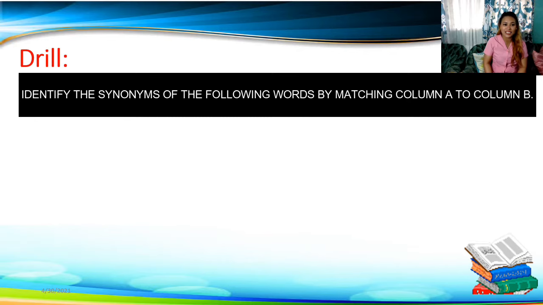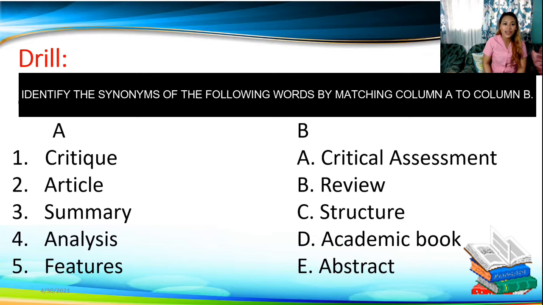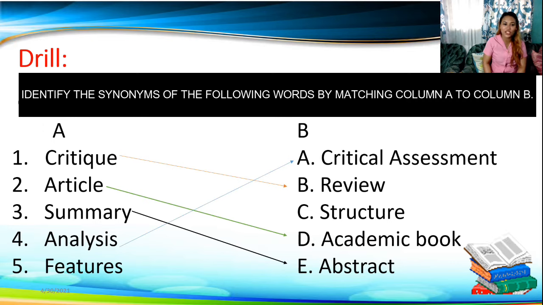Let's practice. I want you to identify the synonyms of the following words by matching column A to column B. So what is critic? Yes, you got it right, which means review. How about article? Correct. Academic book. How about summary? Abstract. And analysis? Critical assessment. And of course, feature, which is structure.